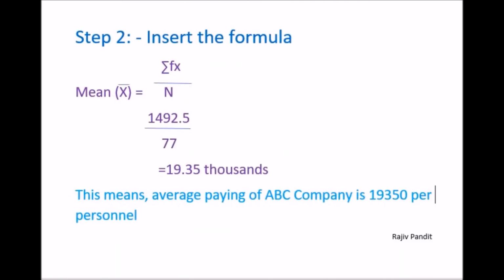Step 2. Insert the formula. Mean equals this. We get 19.35 thousand. This means the average pay at ABC company is 19,350 per personnel.